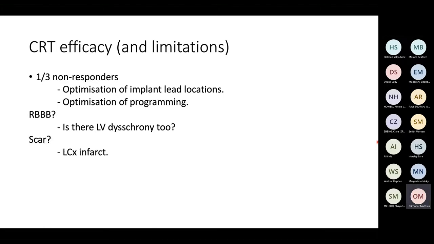Scar, as we mentioned before, you can't pace scar. So if someone's had a large myocardial infarction on the lateral wall where you're trying to pace to get your beautiful CRT location with your leads, but it's all dead on the side, you're not going to achieve anything at all. You're not going to be able to capture and pace the heart from there.